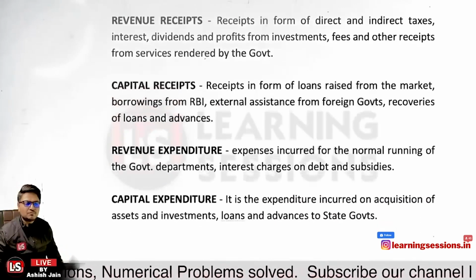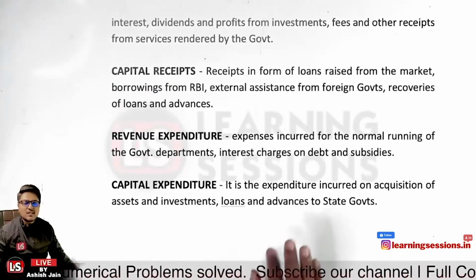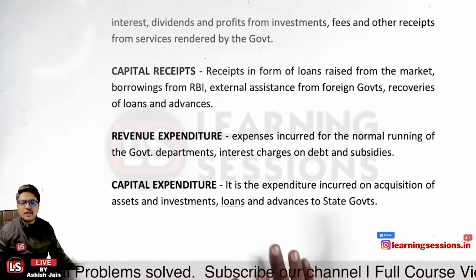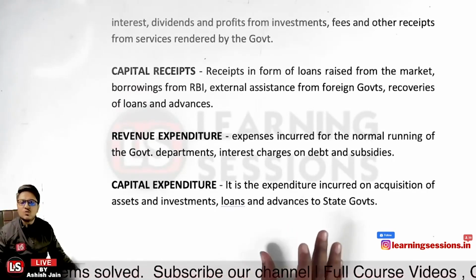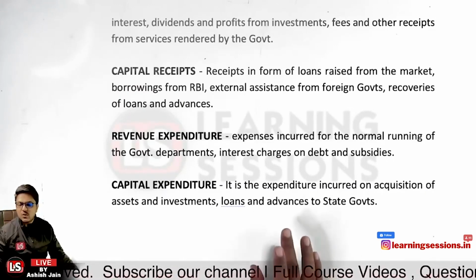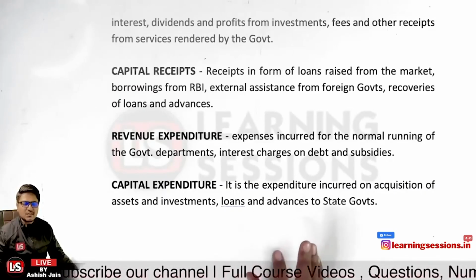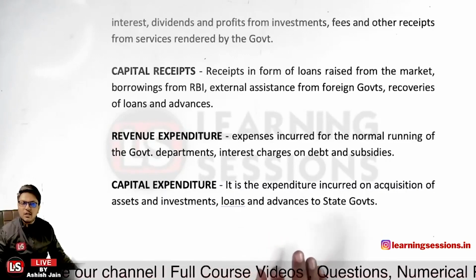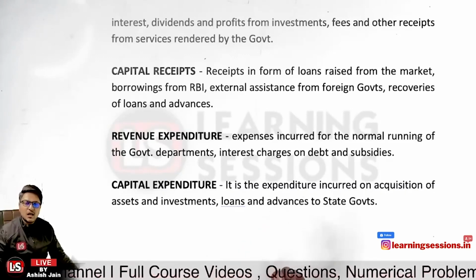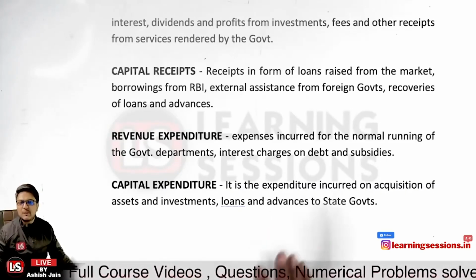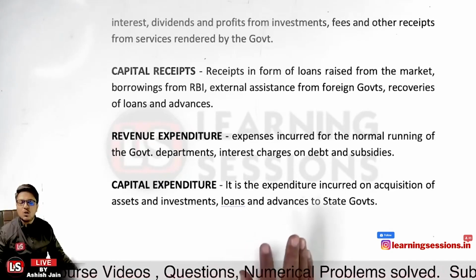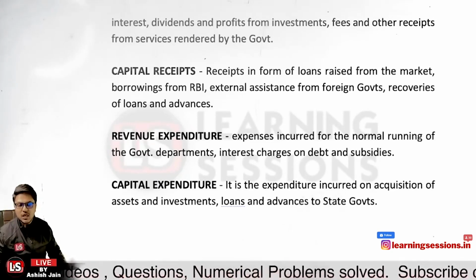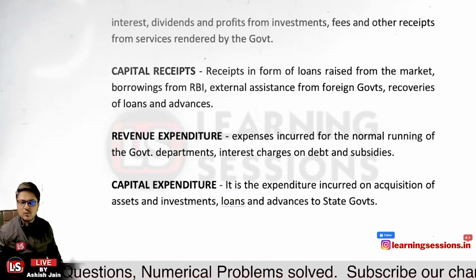And further, capital expenditure is expenditure incurred on acquisition of assets and investments, and loans and advances to the state governments. So that is your capital expenditure. That is related to revenue receipts, capital receipts, revenue expenditure and capital expenditure. I hope you are clear with all these four terms, isn't it? Kindly do confirm at the earliest so that we can proceed.